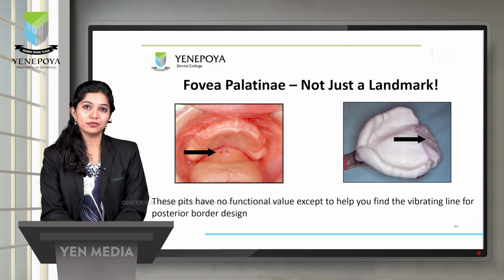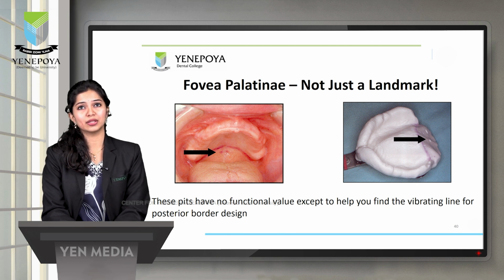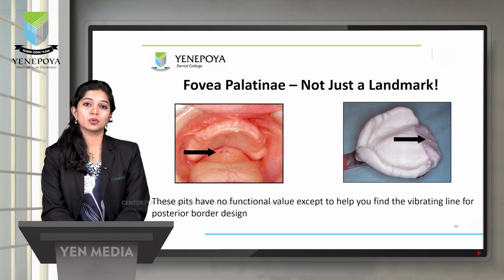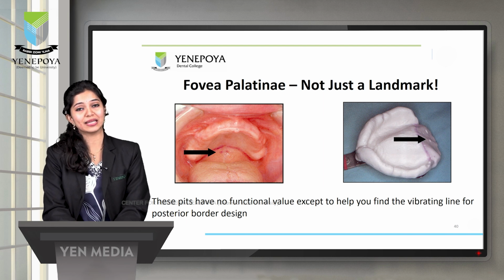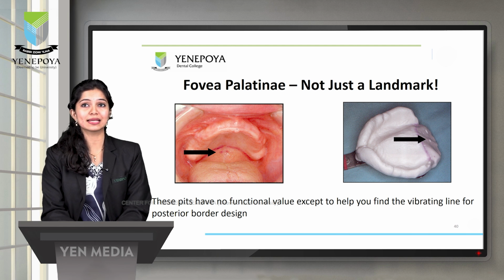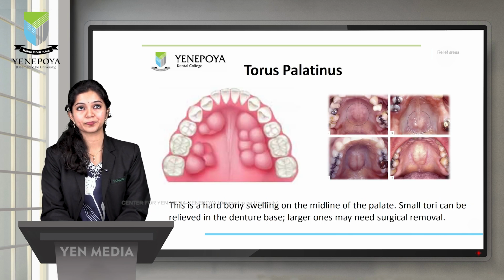Now it could help in finding the vibrating line, or in other words, a pair of mucous gland duct orifices is seen at the opening of this fovea palatini. So it is a pair of mucous gland duct orifices near the midline. That is the only significance of fovea palatini. Always remember, mucous gland duct orifice. That is why it is a relief area, fovea palatini.